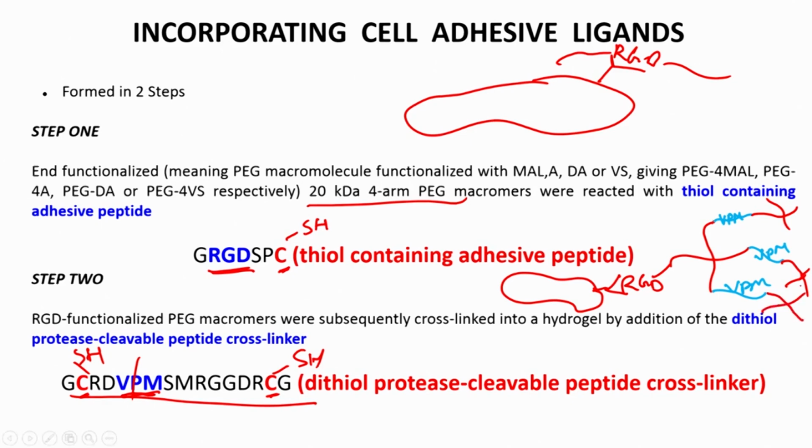Right. So, that is how the whole structure is formed. So, this is zoomed into one of these, and that is how it is. So, now the cells can actually degrade this VPM moieties to move around as well as bind to this RGD structure.